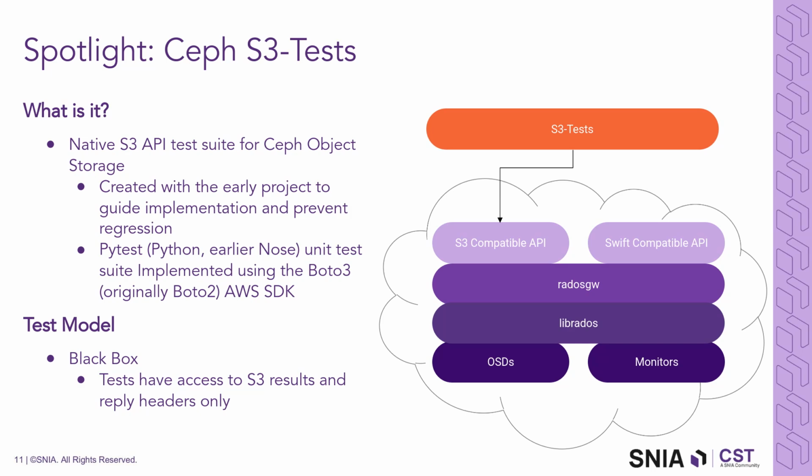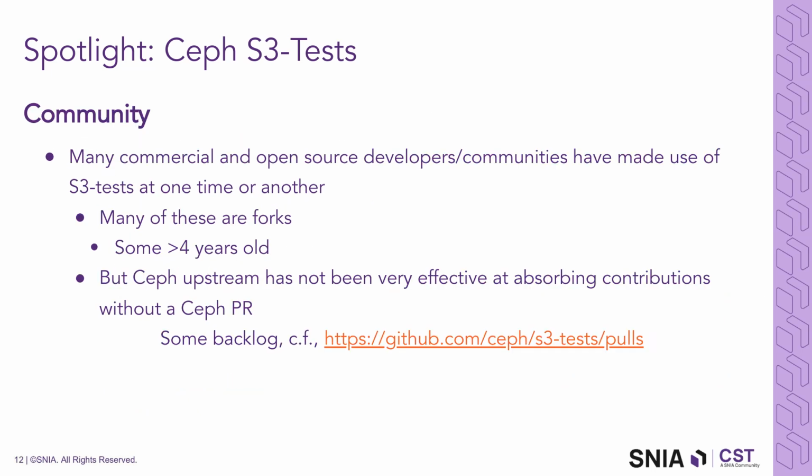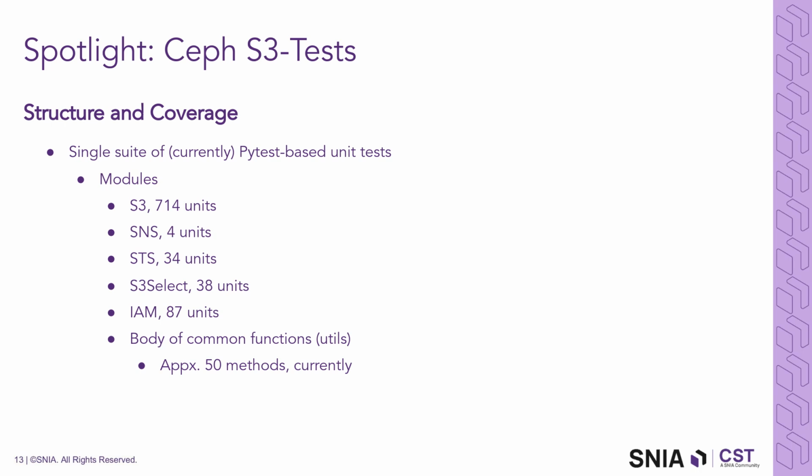We have our own STS implementation and stuff, so we need that. We have a fairly robust implementation of S3 Select, so we have tests related to that. We support IAM accounts and are adding more capabilities. Let me go one more. 87 tests related to that, and some common stuff.